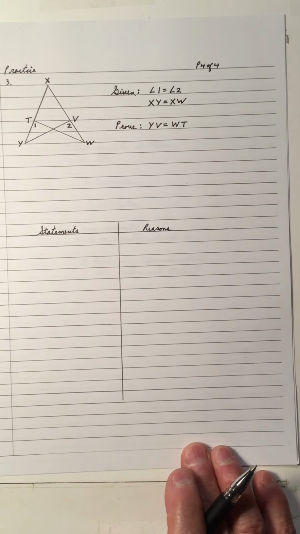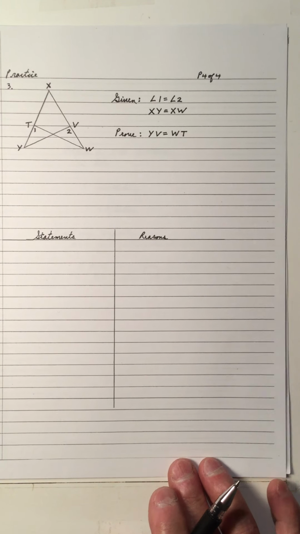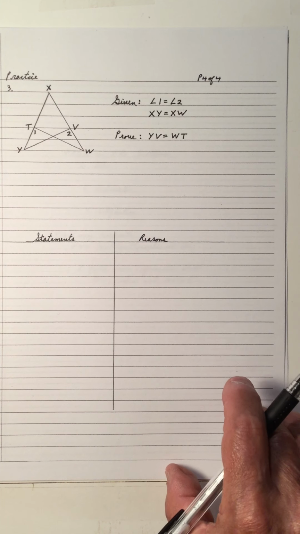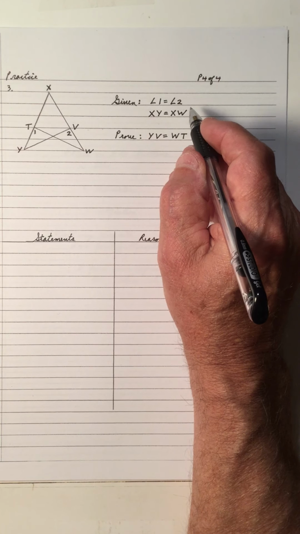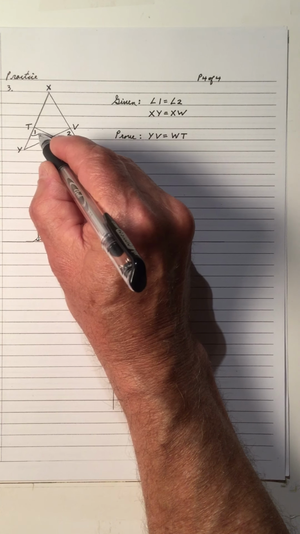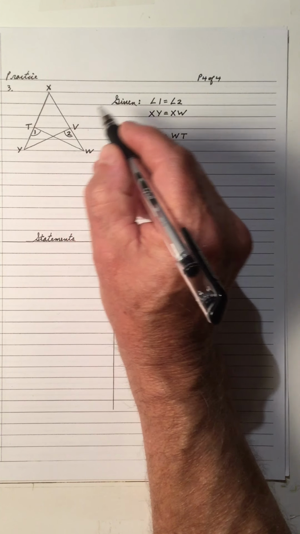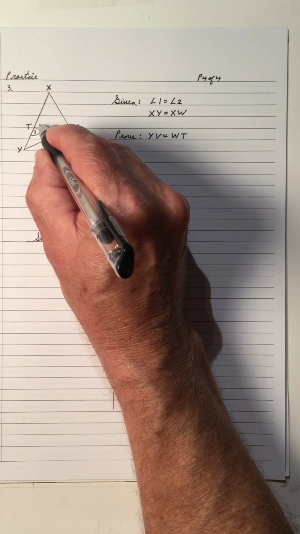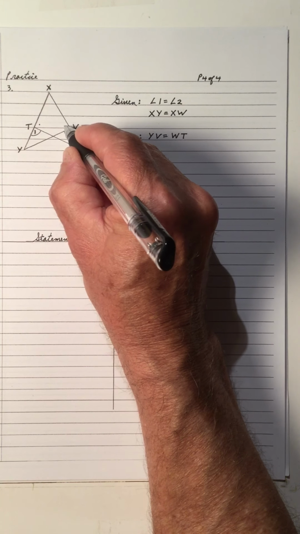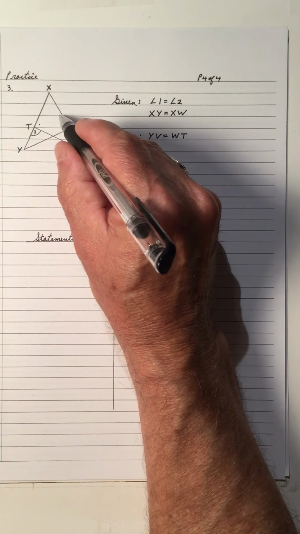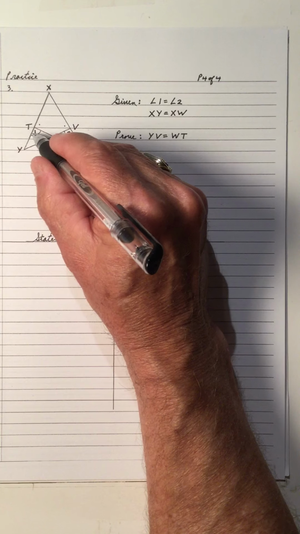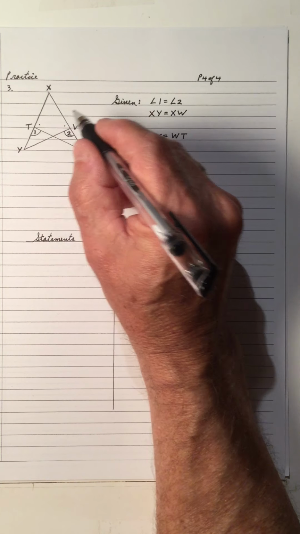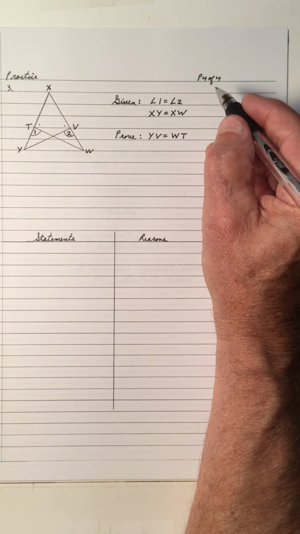Okay, we have one more to do on the overlapping triangles. Here we go. And let's see what we're given. We're given that 1 equals 2. Okay, I can see if 1 equals 2, it's a possibility that this angle right here could equal this one, because this is a linear pair, this is a linear pair, and these are supplementary, so these two angles are equal by SAT, supplements of congruent angles are congruent.